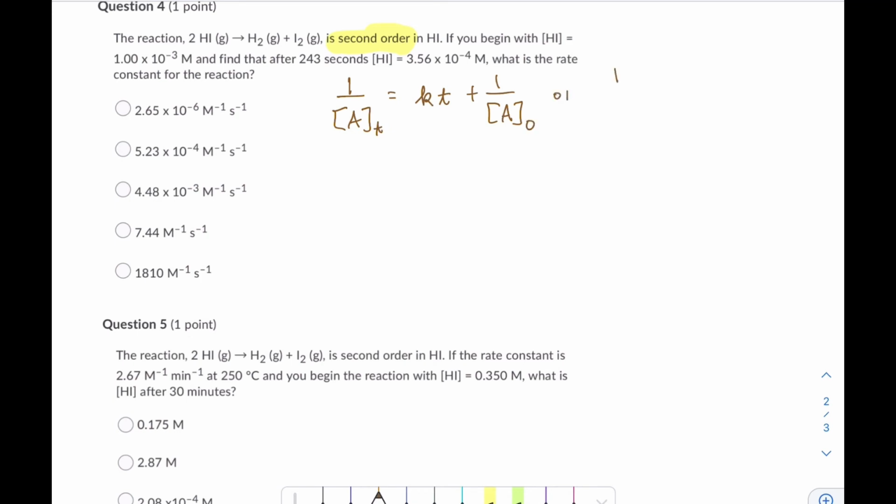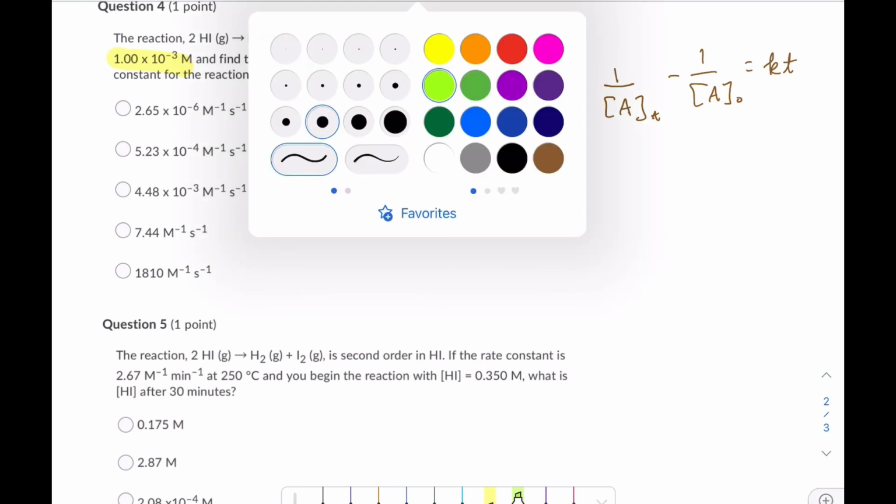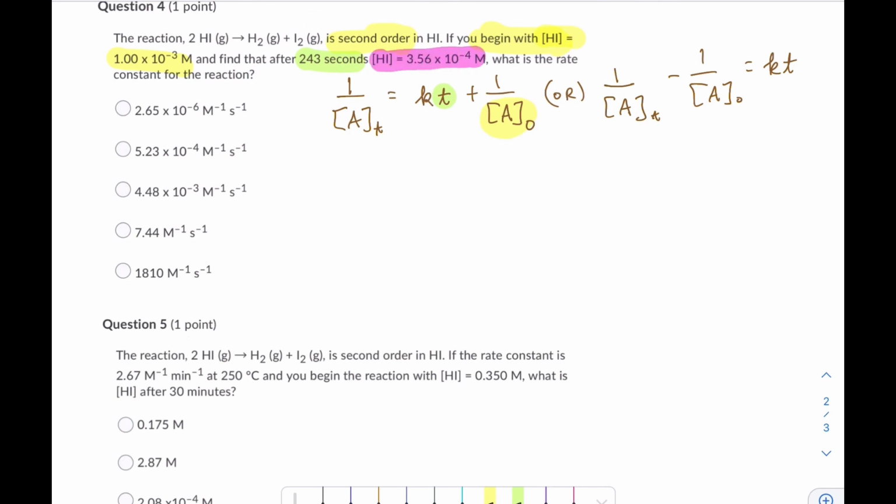I often write it this way, I think in the lecture videos, I probably put it like that. Again, these two are exactly the same equation. They're just algebra. So what have I got? I've got a beginning concentration. There's my initial concentration. After 243 seconds, there's my time. There's my concentration after the 243 seconds. What is the rate constant? K equals question mark. If I look down here at the units, my rate constant does have units of seconds.